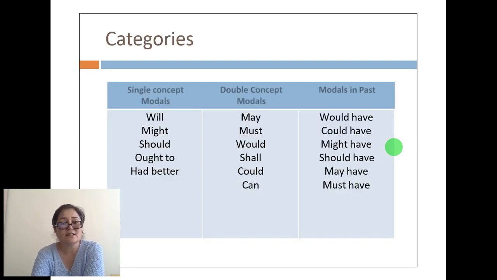Now categories. Look at the table. Single concept modals are will, might, should, ought to, had better. And double concept modals are the following: may, must, would, shall, could, can. And modals in the past: would have, could have, might have, should have, may have, must have, plus verb 3.